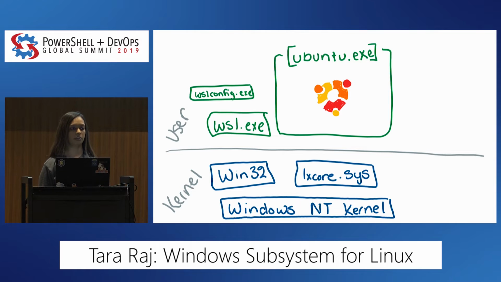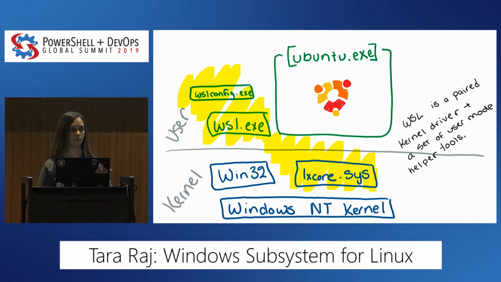We have that Ubuntu executable. I was running Ubuntu 18.04. We have a couple utilities that we also ship with WSL. So we have a config helper, as well as a WSL executable, which is a command line utility to help you better manage your instance. Then we have the kernel itself. So we have LXCore.sys, which allows you to interface between the kernel itself and user mode. And then we have the Windows NT kernel, which then communicates directly with LXCore.